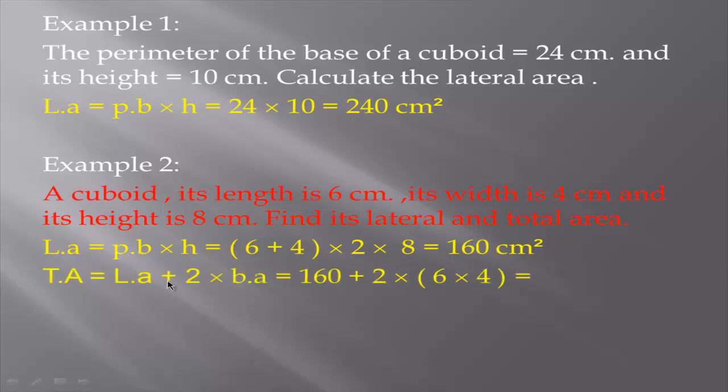Now the total area is the lateral area plus 2 by base area. 160 plus 2 by 6 by 4. Why 6 by 4? Because my base is a rectangle base, so length by width. So the answer will be 208 centimeters square. Never forget to write your measuring units.